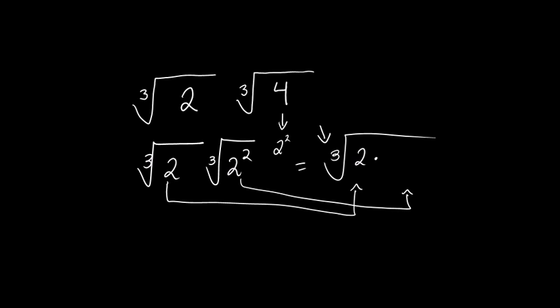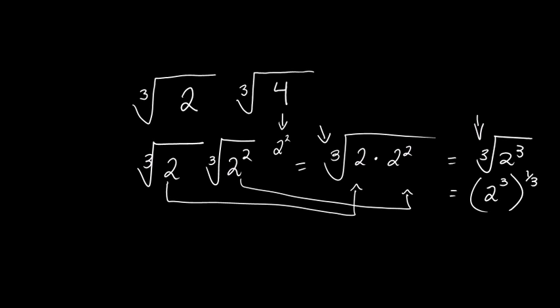So I'm going to have 2 times 2 squared, which is cube root of 2 cubed, and since it's the third root, if I decide to rearrange it in the exponential form, that means I'm taking 2 to the third to the 1/3 power.